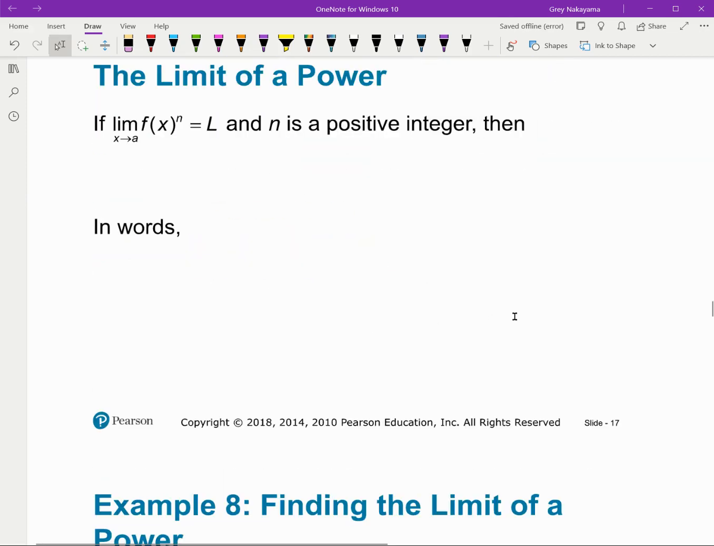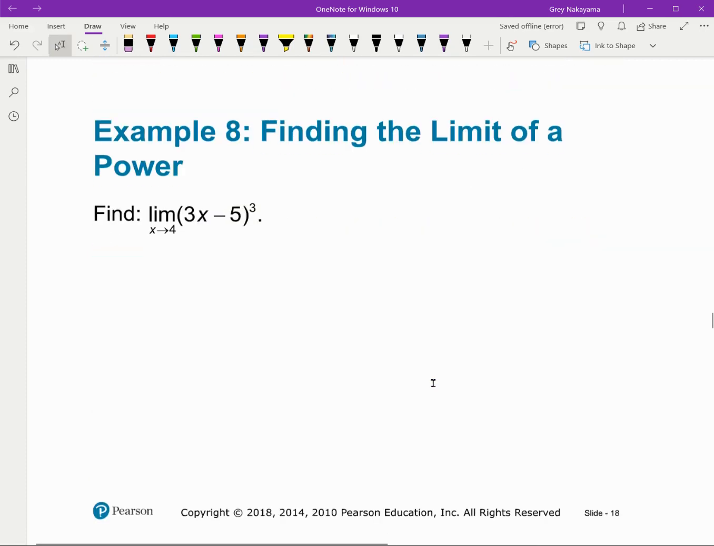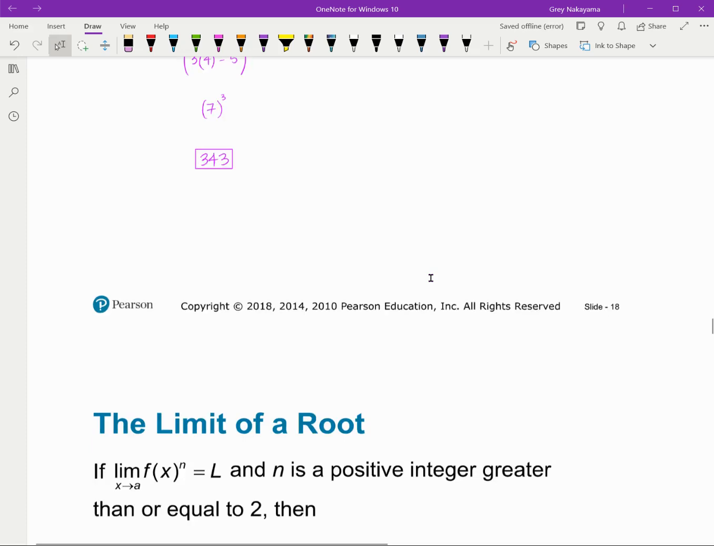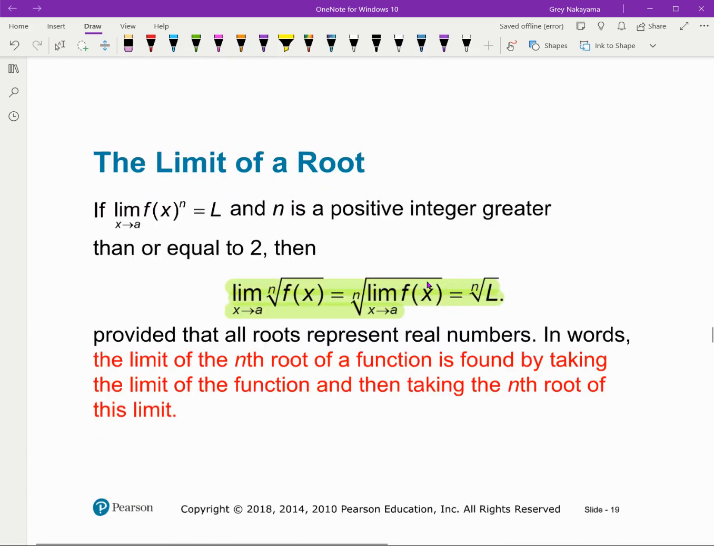Okay, the limit of a power is the power of that limit. That's exactly what's happening. Same kind of thing. So example 8, what am I going to do? I'm going to plug in 4 into x, and 3 times 4, remember your order of operations, 12 minus 5 is 7, and 7 cubed is 343.